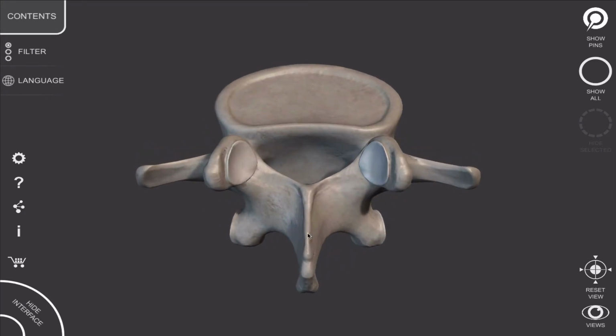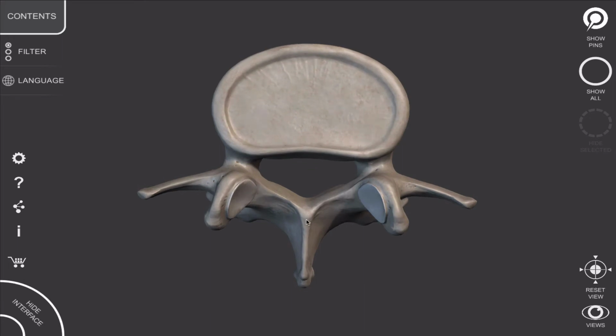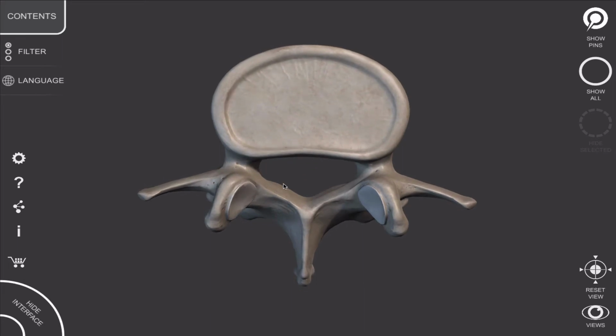When we look straight down or straight up, we see that there's a large hole created here behind the vertebral body, bordered on the sides by the pedicles and the posterior arch posteriorly. This hole is called the vertebral foramen, and running down from the brain all the way down the lower part of the spine would be the spinal cord residing in here.